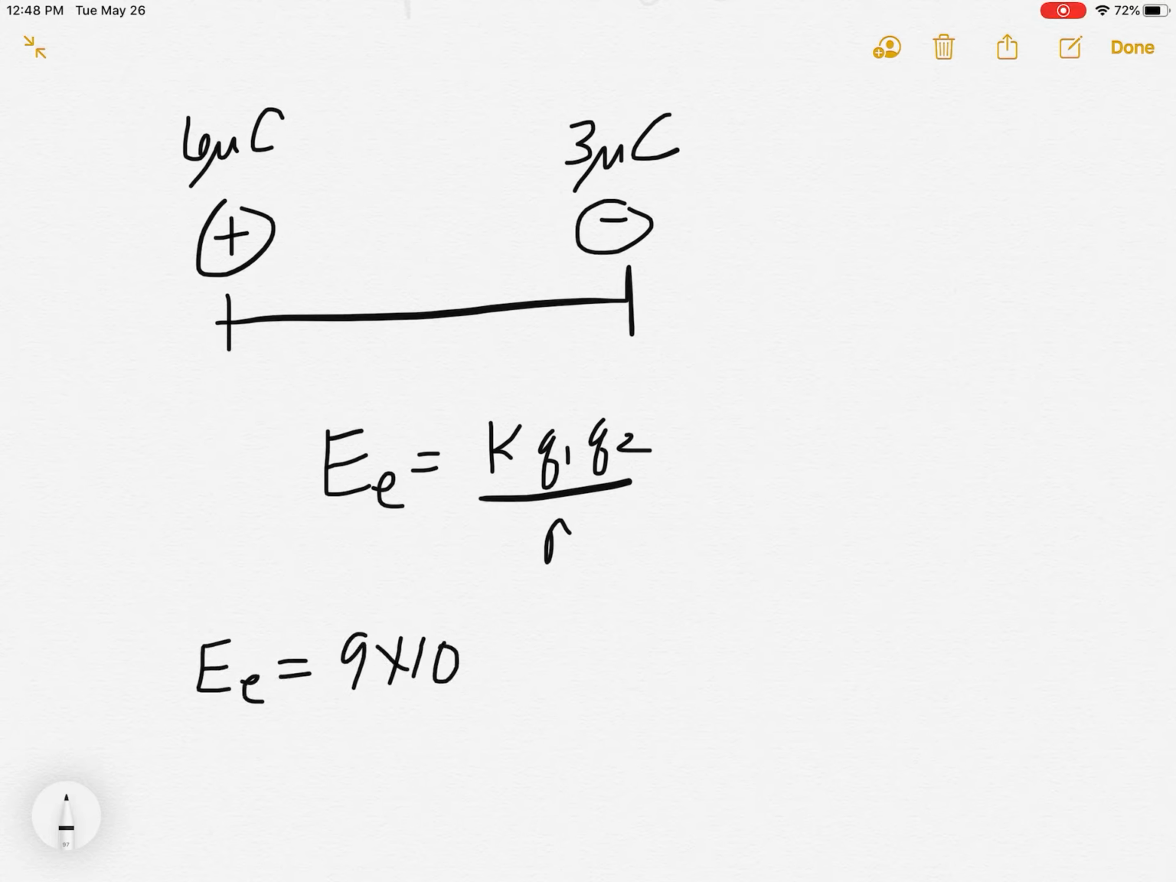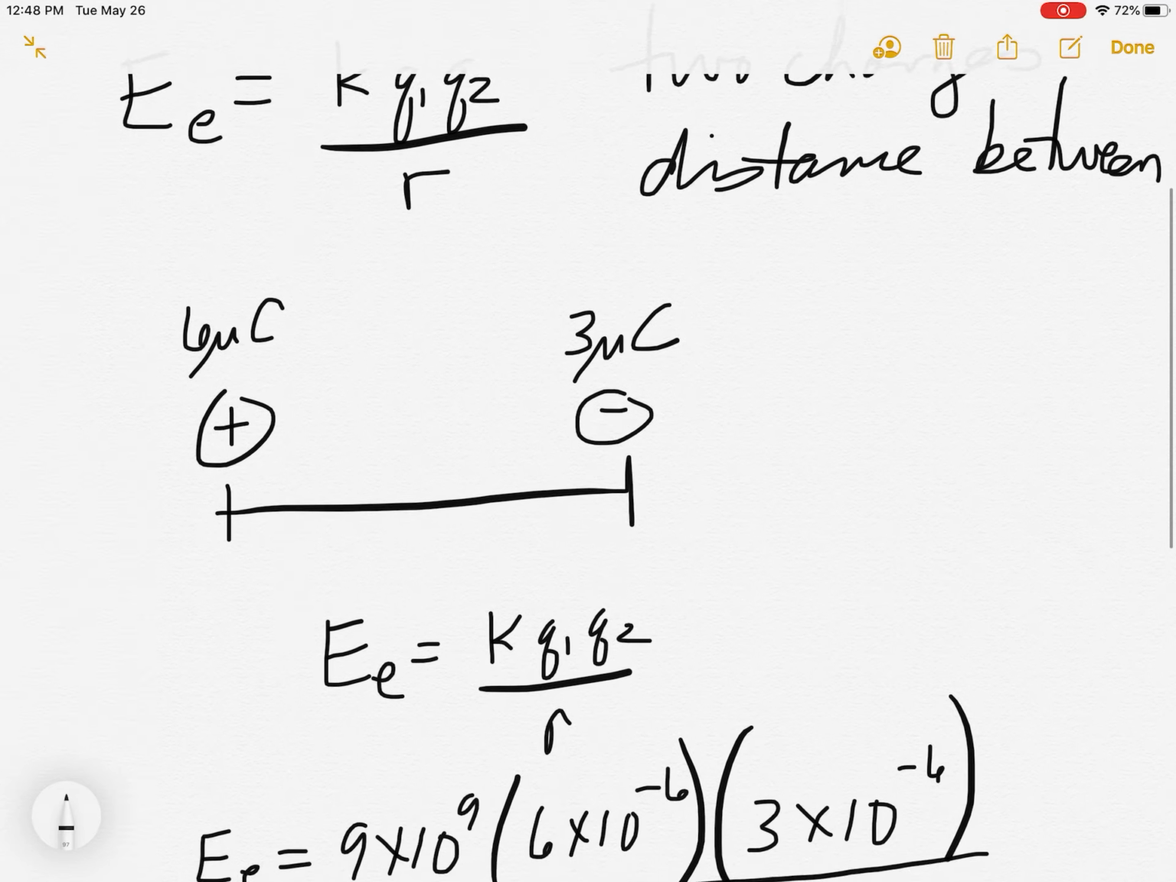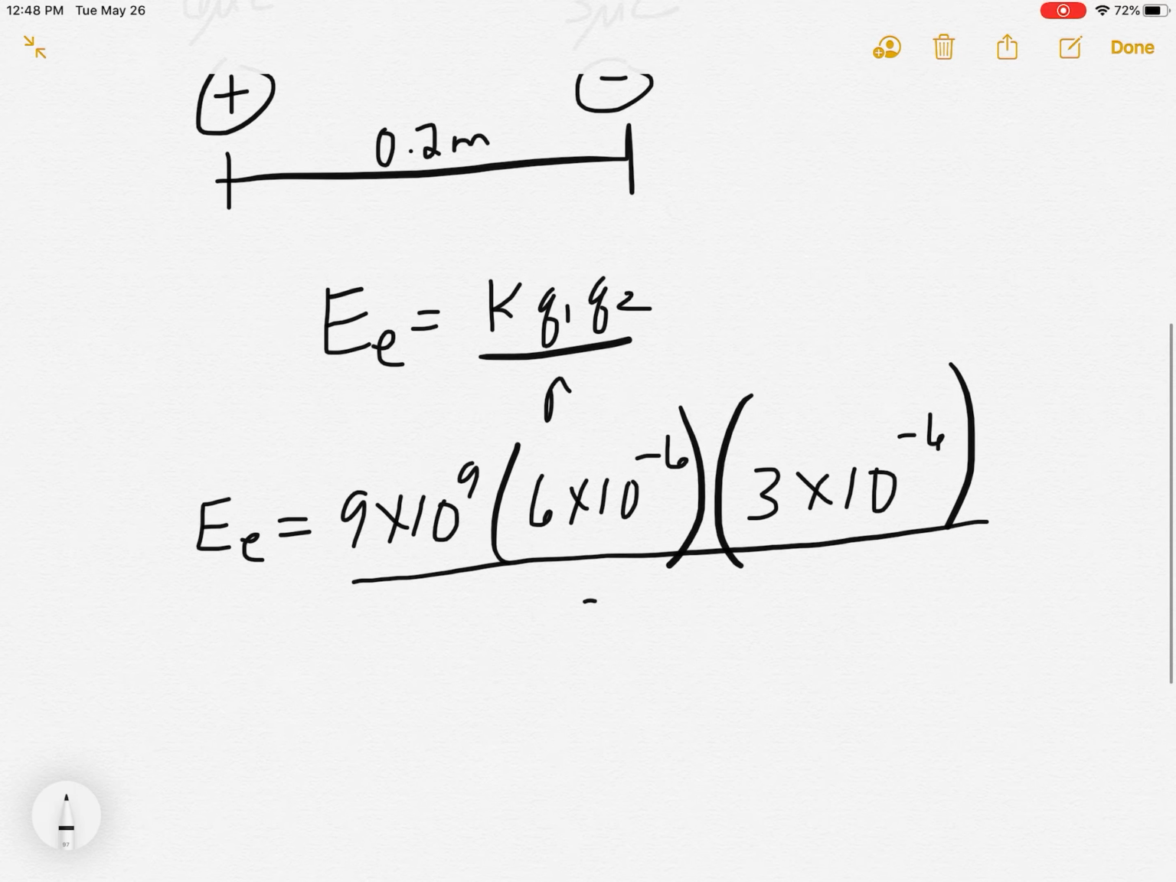It's just r. So that would be electrical energy equals 9 times 10 to the 9, 6 times 10 to the negative 6, because that's microcoulombs, and then 3 times 10 to the negative 6. You'll notice I'm not putting in a plus or a minus here. I'm going to show you why in a minute. Now, we'd have to know how far apart they were. So if they told us this and they said the distance between them is 0.2 meters, then we would put that here, 0.2, and it's just plug and play, right?